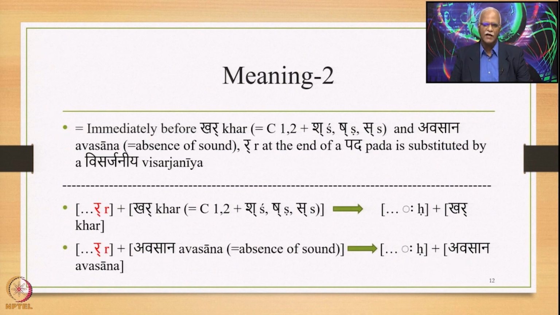It is to be noted that this particular sutra, kharavasanayor visarjaniyah, brings about the substitution in the form of a visarga. As we said before, visarga as it is does not exist on its own. It is always in place of r that you will find visarga, and therefore visarga will find itself in the limited environment, right hand side environment of khar and avasana.